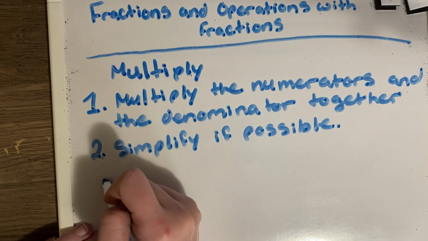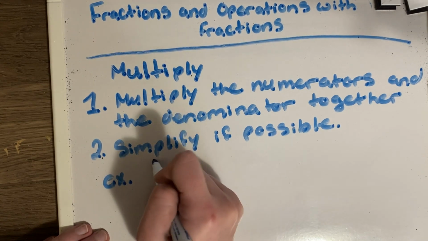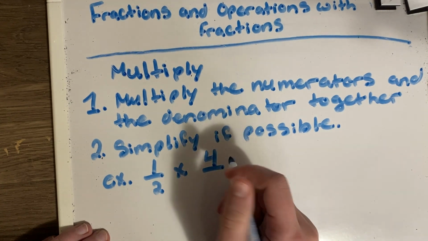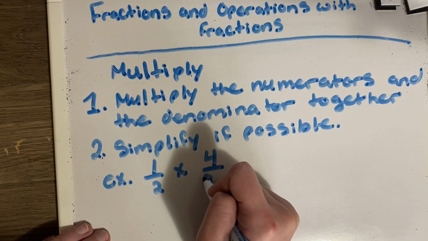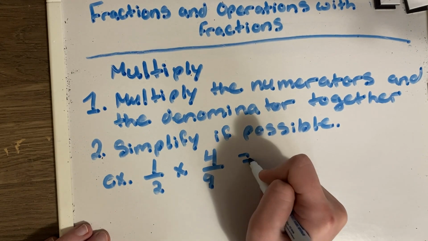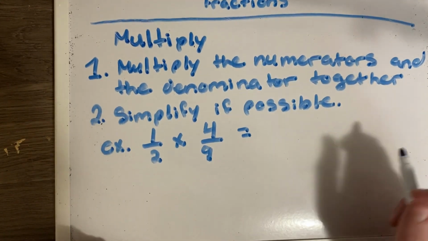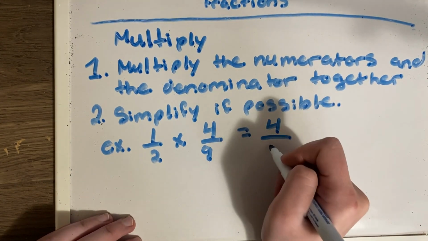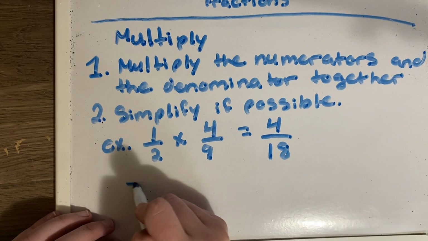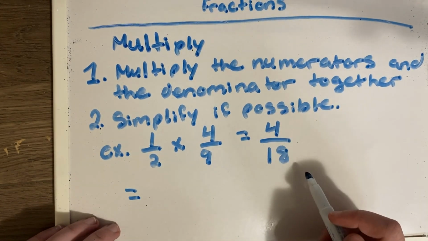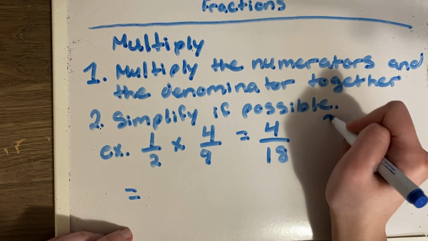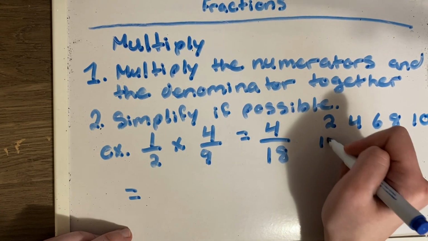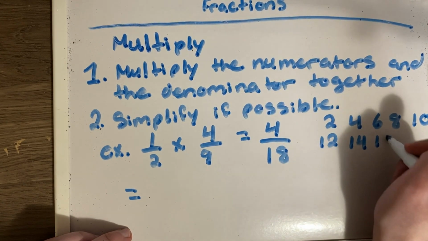Alright, so we're going to do an example here. We've got 1 over 2 times 4 over 9. We're going to multiply the numerators and the denominators. So 1 times 4 is 4, and then 2 times 9 is 18. And then we can simplify this because 4 and 18 are both in the 2 number line. So if we look, 2, 4, 6, 8, 10, 12, 14, 16, 18.